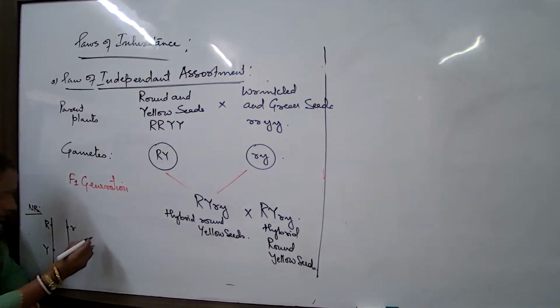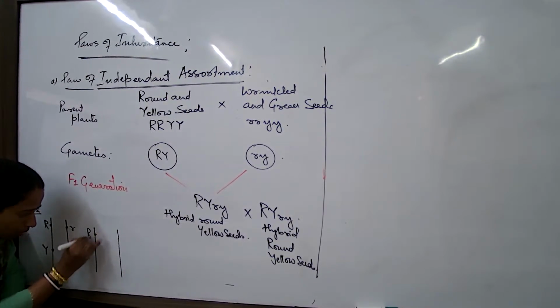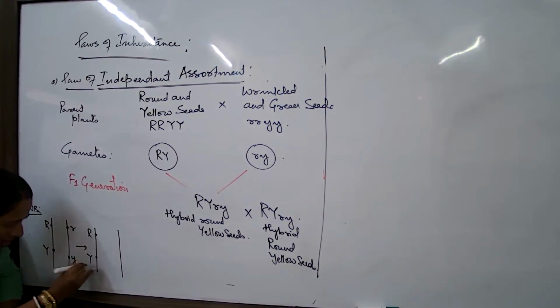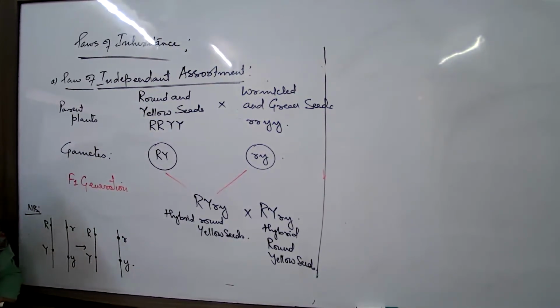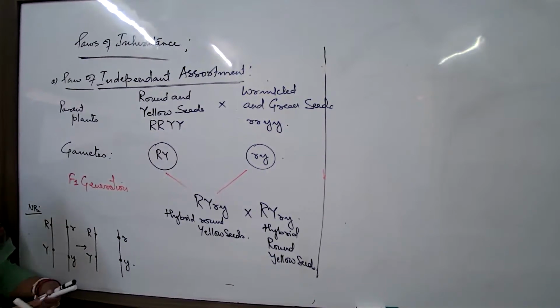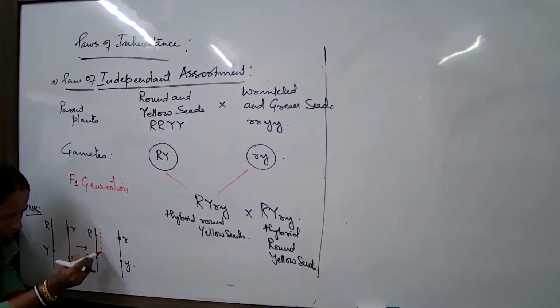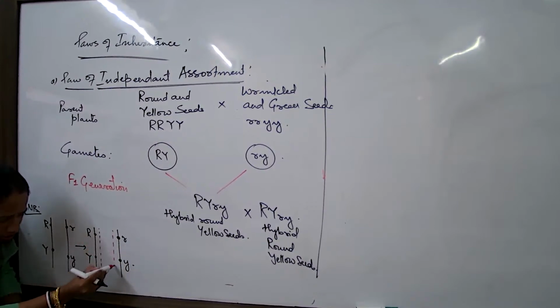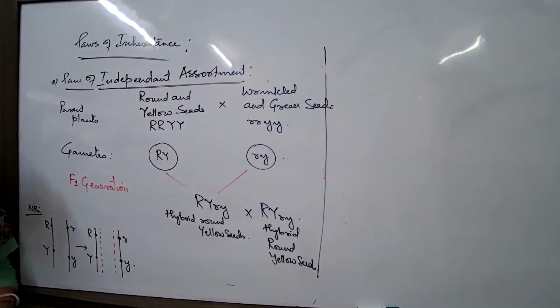How? This is one chromosome, this is the other chromosome. Capital R is here. What is this side? Capital Y. What is this side? Small r, small y. I'm saying DNA copying is always happening before cell division. So, how? These are the newly formed chromosomes. This is a newly formed chromosome, the duplicated copies.